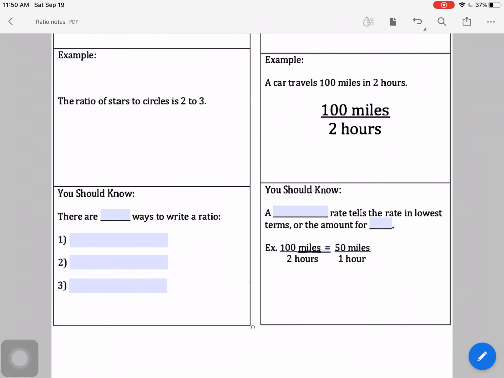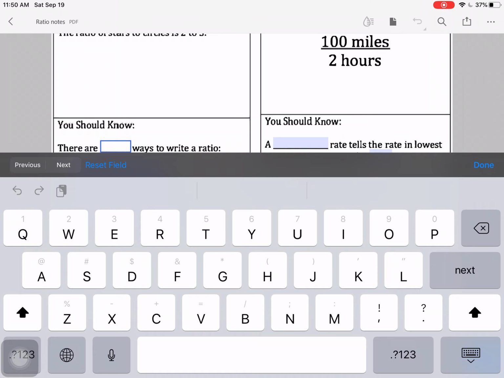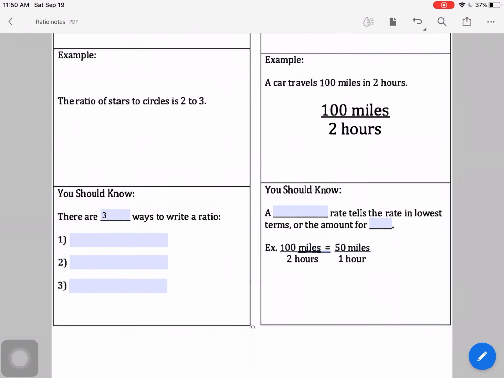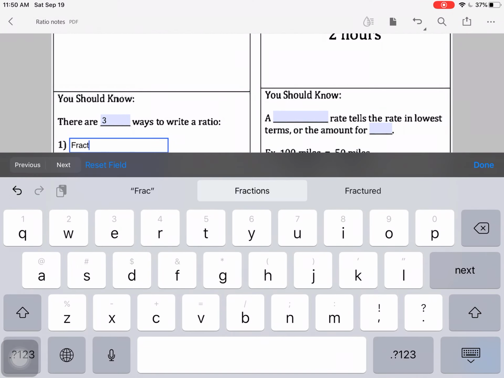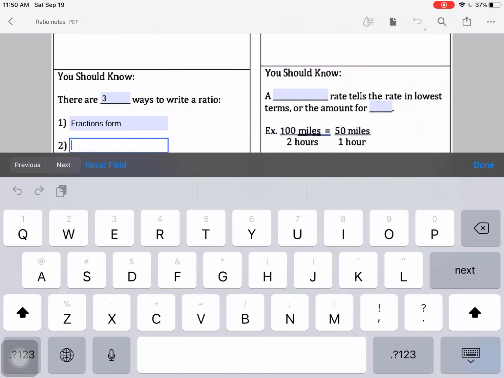All right? So you should know that there are 3 ways to write a ratio. The first way being a fraction or fractional form, which means we write it as a fraction. Remember, a ratio is not a fraction because a fraction tells parts of a whole. Ratios compare two quantities. So although we can write it as a fraction, a ratio is not a fraction.